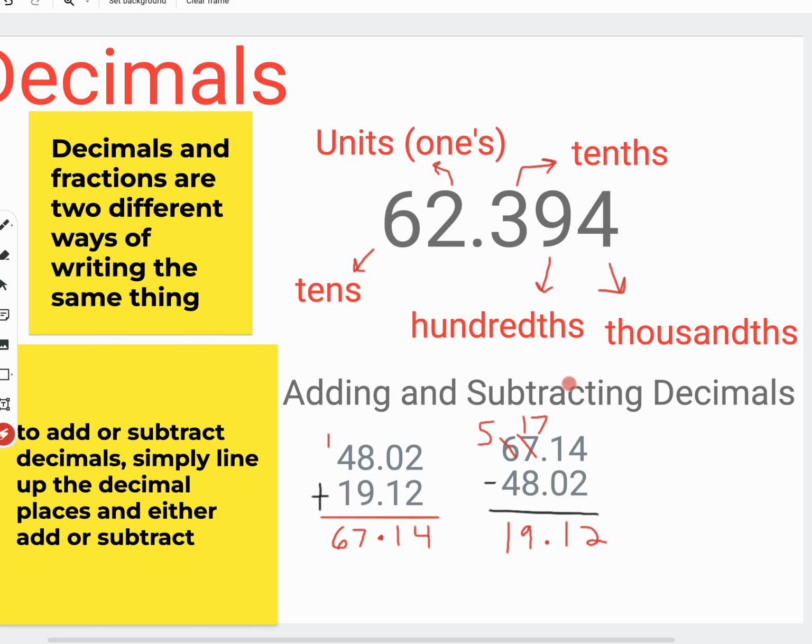Now I will throw some practice problems onto the classroom discussion board, and our next video clip will be converting fractions to decimals and back again. That video clip will be posted shortly.